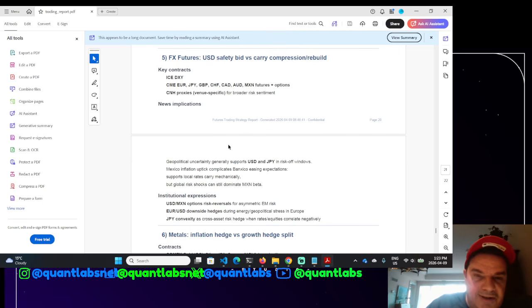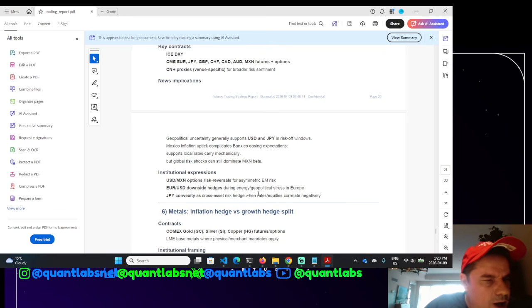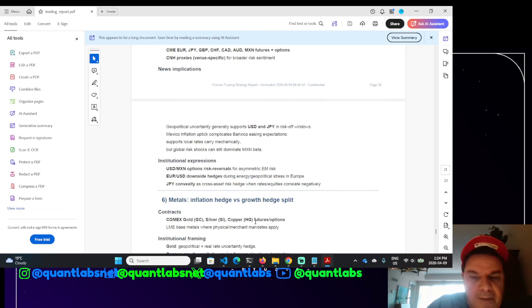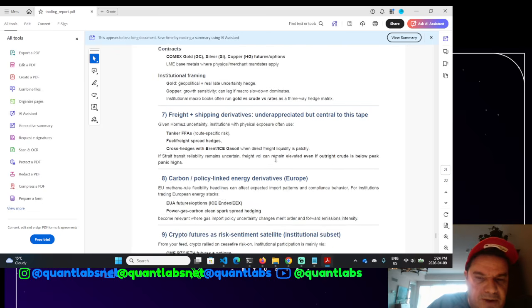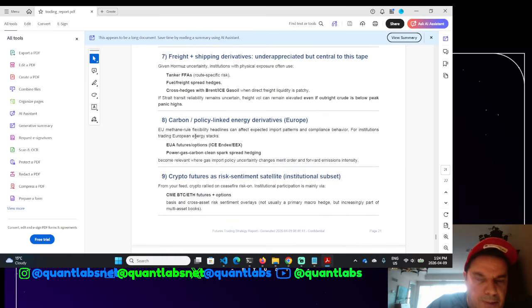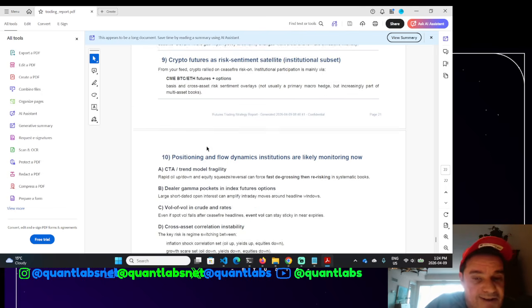But you can see here some more calls on USD, option risk reversal, Euro USD downside, the yen. And then you get to see what's going on in China, maybe, or in one of the emerging markets like Mexico, let's say. And you can see here on freight, shipping derivatives, carbon, you would think, right? There's just one snapshot of what you can see in the markets.